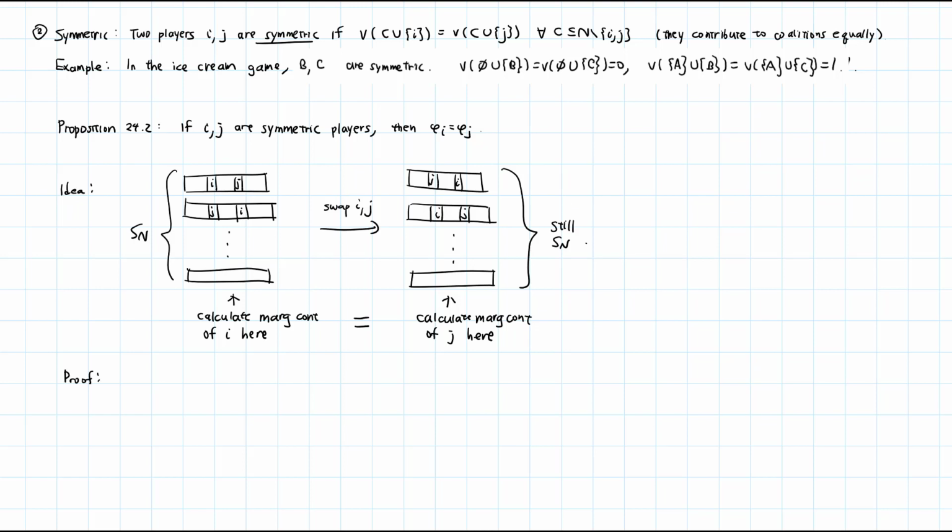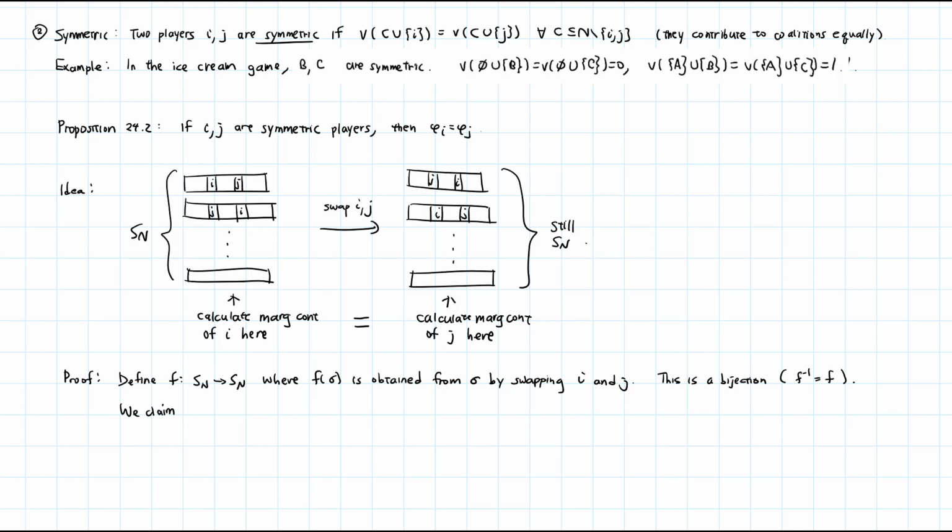And here is our proof. We define a function f that maps Sn to Sn, where f of sigma is obtained from sigma by swapping i and j. This is a bijection, as f inverse is equal to f. We now claim that for any permutation sigma, the marginal contribution of i in sigma is equal to the marginal contribution of j in f of sigma.